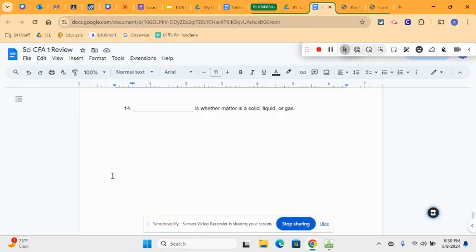Number 14, blank is whether matter is a solid, liquid, or gas. Again, blank is whether matter is a solid, liquid, or gas.